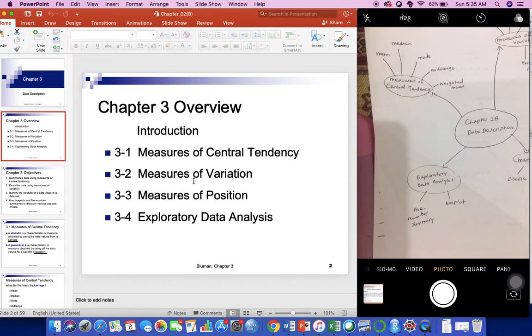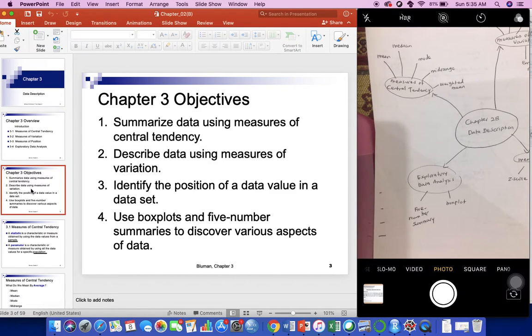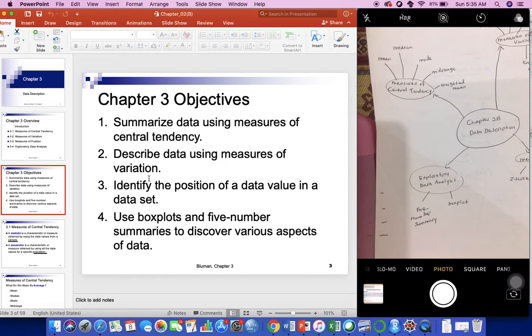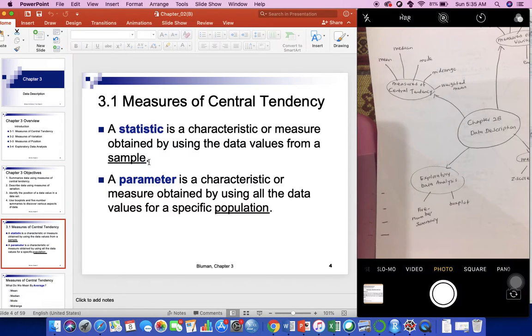Okay, 4 subtopics. So the main objectives are to summarize data using measures of central tendency. The first one is central tendency. The second one is to describe data using measures of variation. And the third one is to identify the positions of the various aspects of data. Okay, so measures of central tendency.